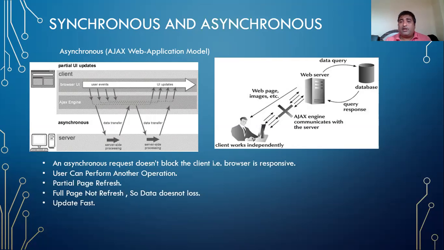If the server requires data from the database, it accesses the database, fires the query and gets the response, and that response is forwarded to the client, and that response is handled by the Ajax engine. So we can say that Ajax is the intermediate between the client and server. It handles each and every request of a client, forwards it to the server, gets the response, and forwards it to the client.